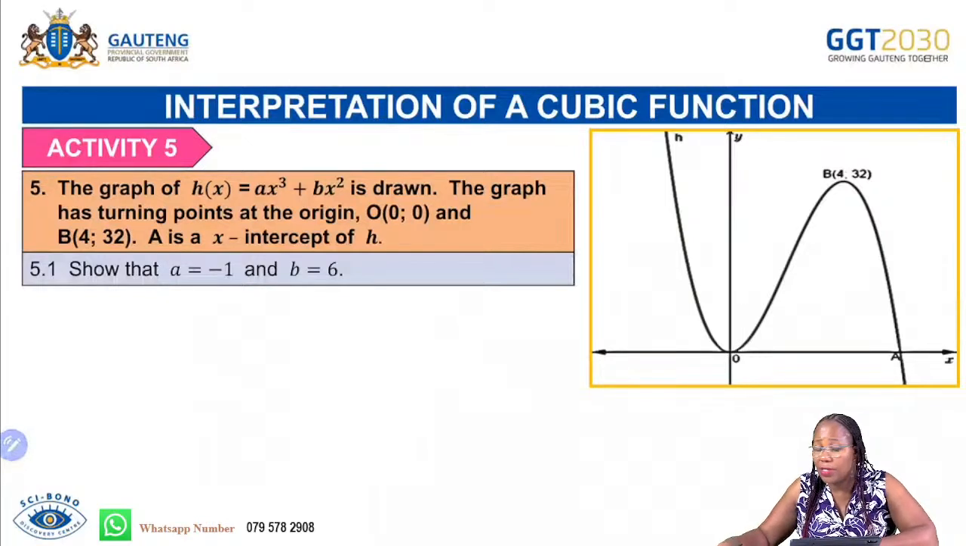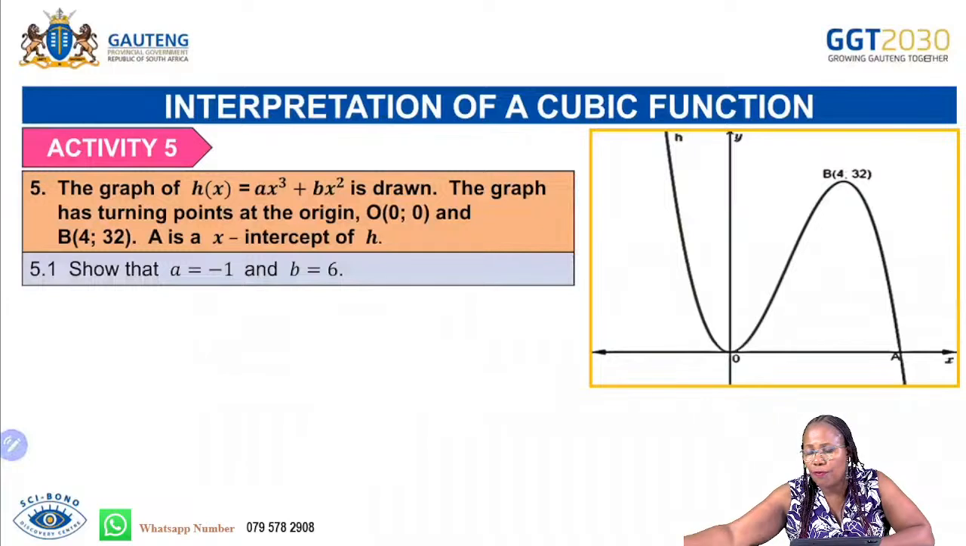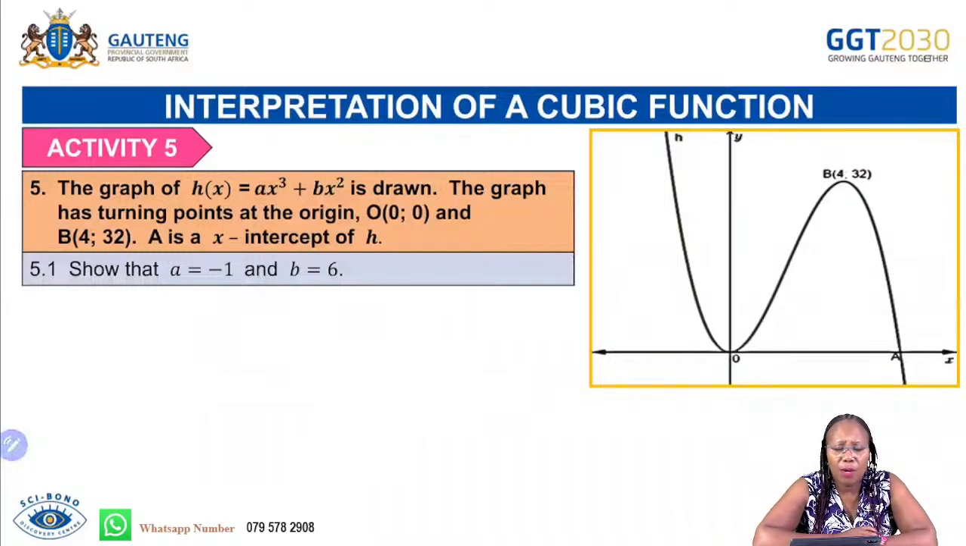Okay, we are done with the sketching, grade 12. I hope you managed to get your full marks on this particular activity. Now we are moving on to the interpretation of the cubic function. So the first question says that the graph of h(x) = ax³ + bx² is drawn on the right hand side, yeah? And the graph has the turning point at the origin (0; 0). That is our turning point.